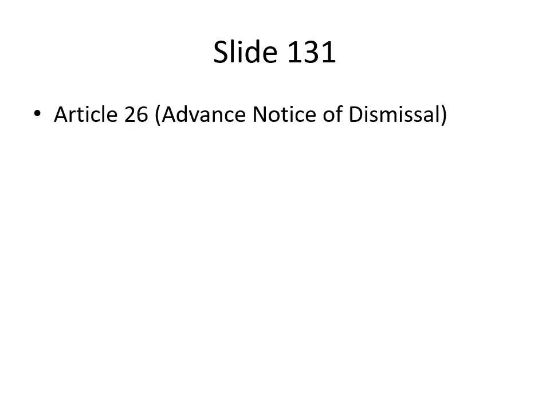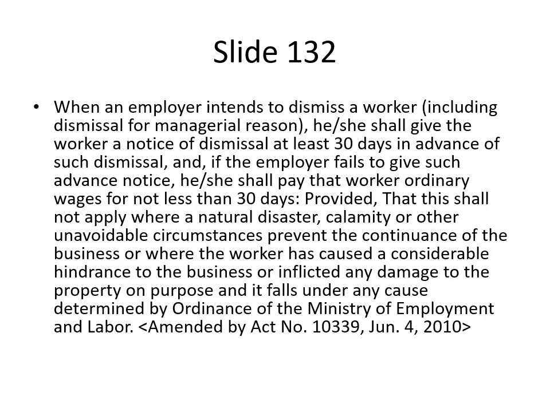Article 26. Advance Notice of Dismissal. When an employer intends to dismiss a worker, including dismissal for managerial reason, she shall give the worker a notice of dismissal at least 30 days in advance of such dismissal, and, if the employer fails to give such advance notice, she shall pay that worker ordinary wages for not less than 30 days, provided that this shall not apply where a natural disaster, calamity or other unavoidable circumstances prevent the continuance of the business or where the worker has caused a considerable hindrance to the business or inflicted any damage to the property on purpose and it falls under any cause determined by ordinance of the Ministry of Employment and Labor. Amended by Act No. 10339, June 4, 2010.